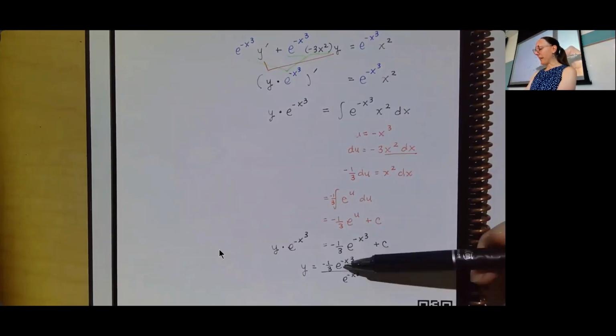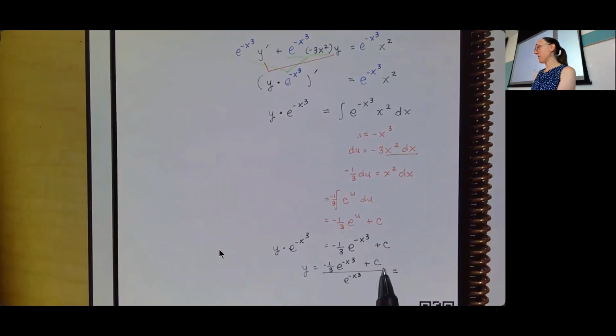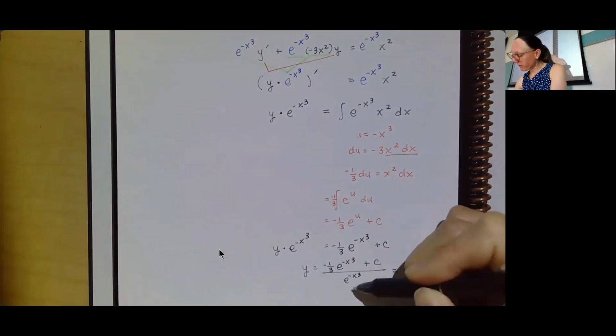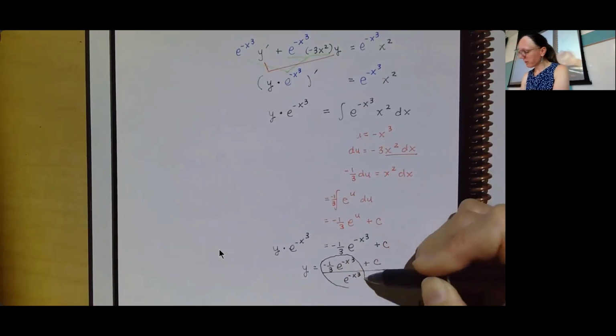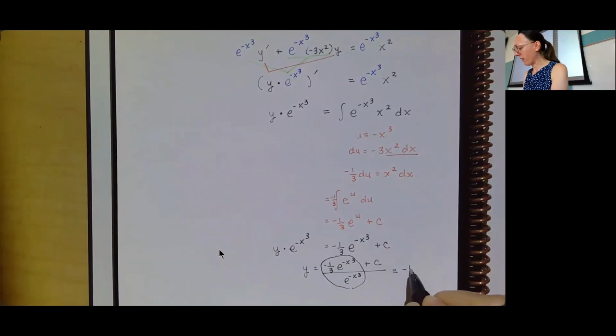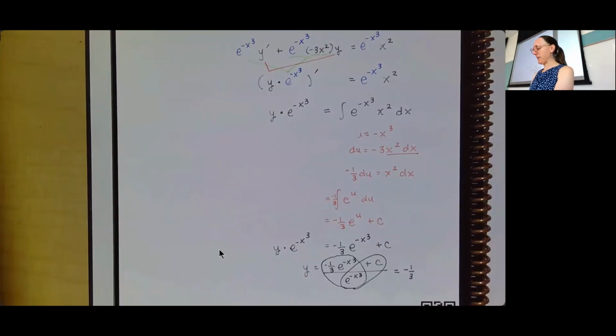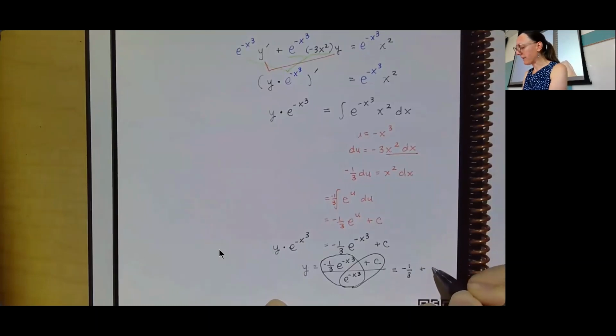So these don't really cancel out until I think about this as two separate fractions. If I think about this first part of the fraction, the e to the negative x cubed does cancel out and I'm left with negative 1/3. And on this piece, you could leave that as c divided by e to the negative x cubed, or I could write that as c times e to the positive x cubed.